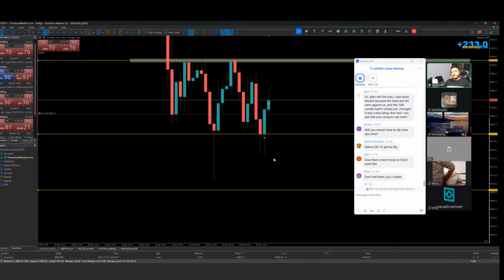I can't see volume here. Look at this one, I can't see volume here. There are just 5 minutes left for this candle to close.